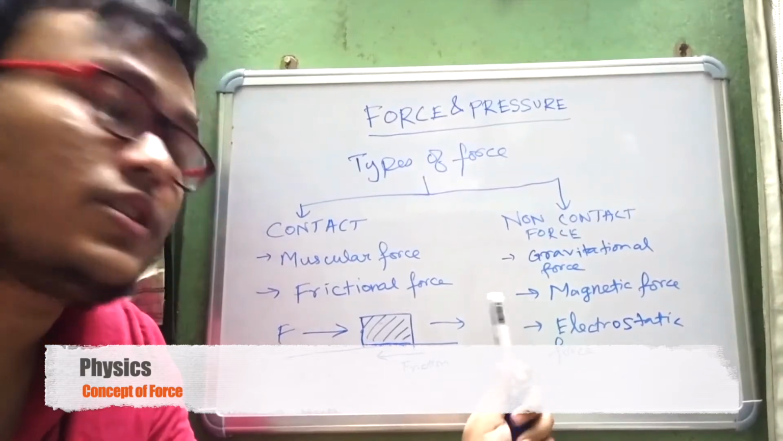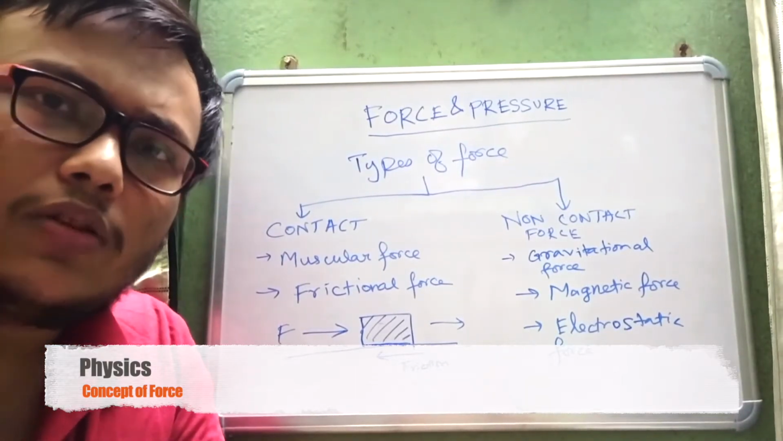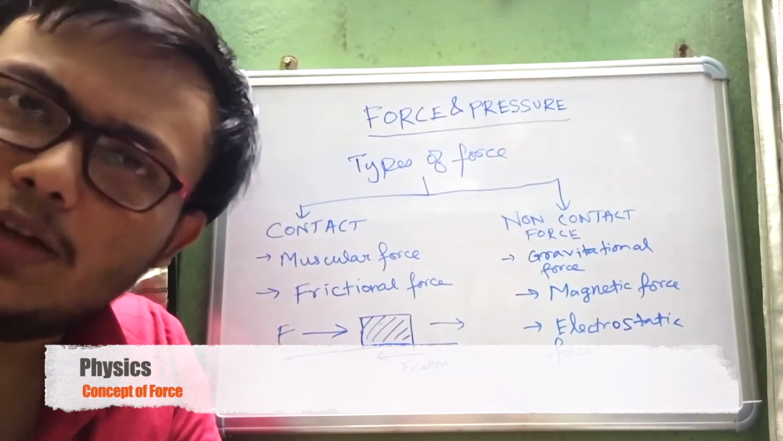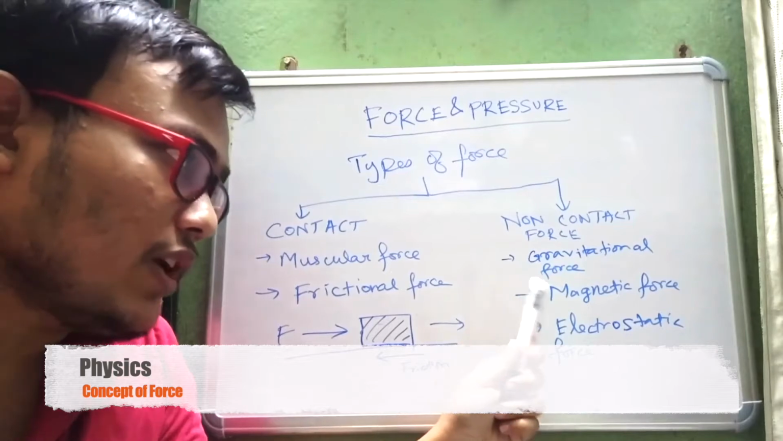Now the second one is magnetic force. If I place a magnet near iron pins, it will attract the iron pins towards itself. So it is again a non-contact force which is always attractive in nature.